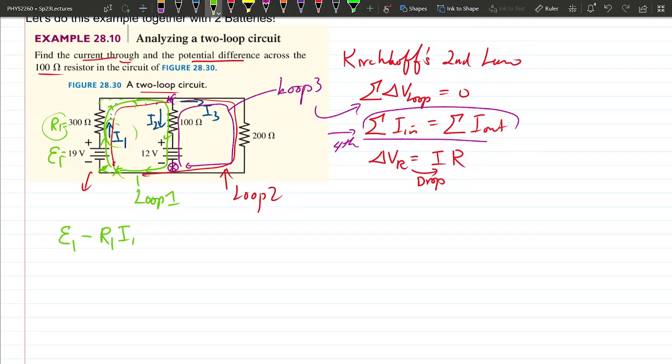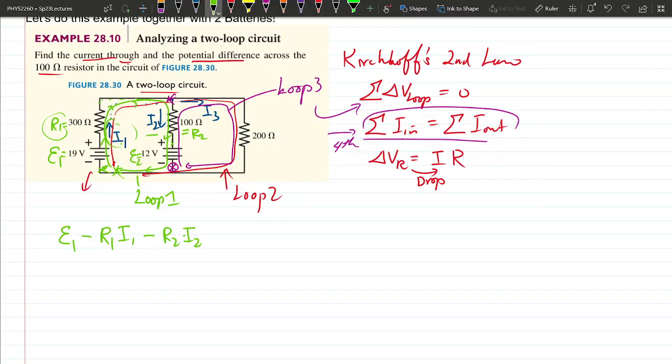Next thing I see is another resistor. Let's call that R2. I'm going to lose R2 times, instead of I1, on this particular part of the path, the current is I2, not I1 anymore. Now, next thing I see is a battery. I'm going the wrong way across the battery, so instead of gaining EMF, I'm going to lose EMF.